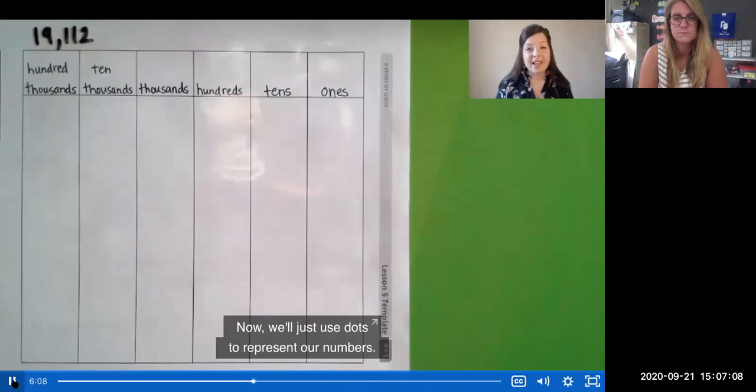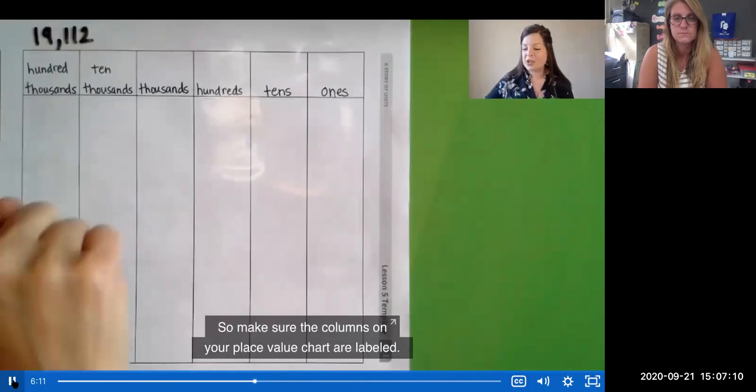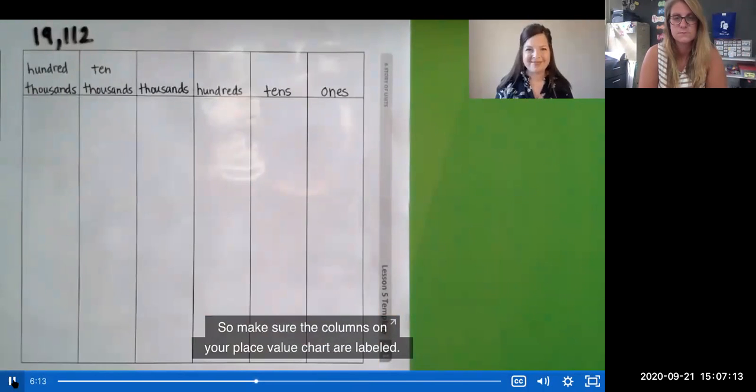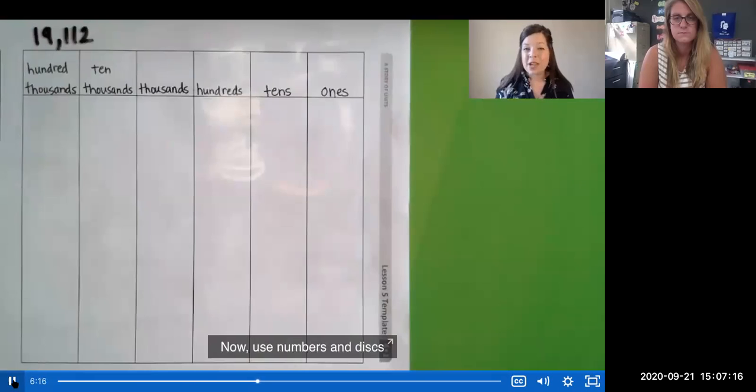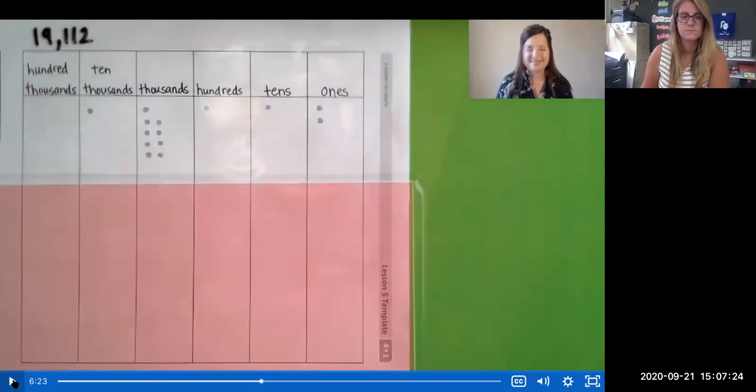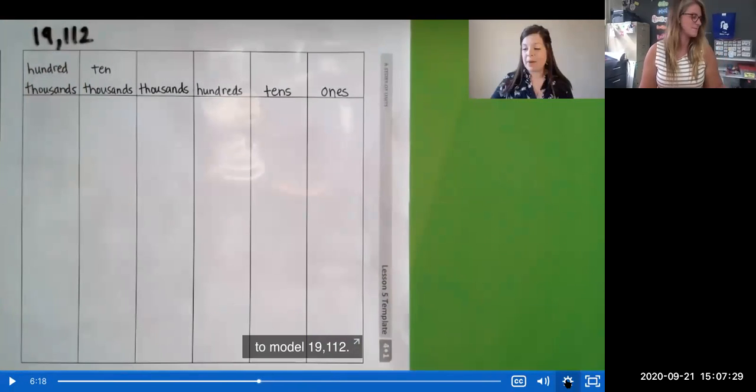Now we'll just use dots to represent our numbers, so make sure the columns on your place value chart are labeled. Now use numbers and discs to model 19,112. Okay, pause your video and label this with your place value dots in your place value chart. When you unpause, we'll work through it together.